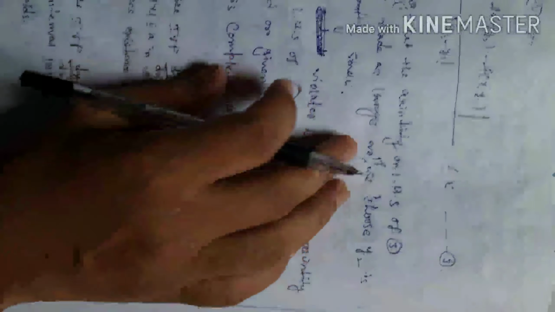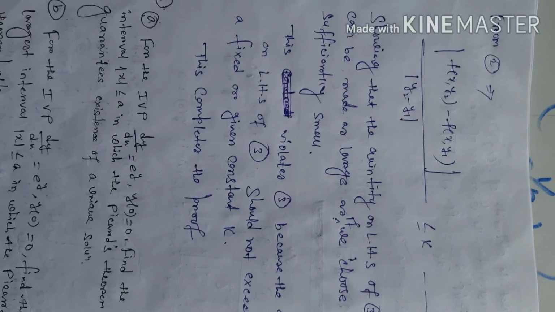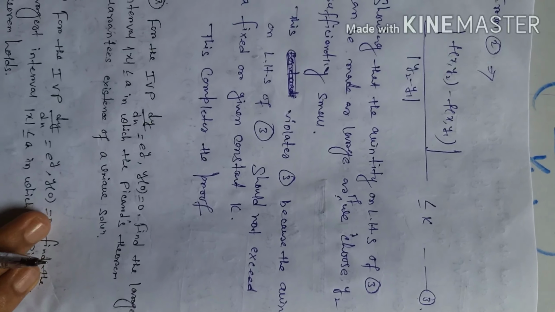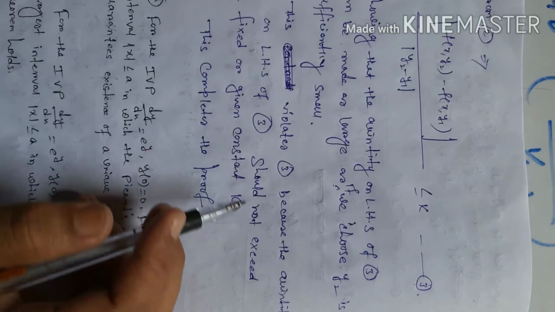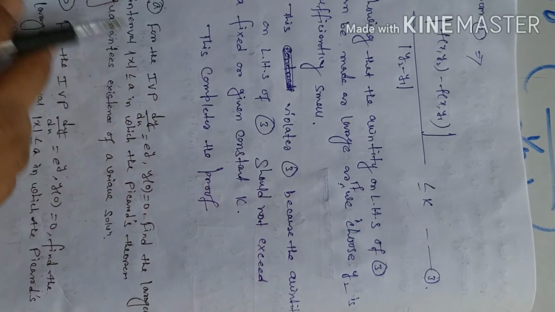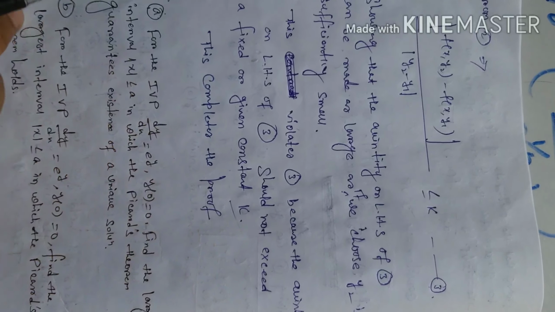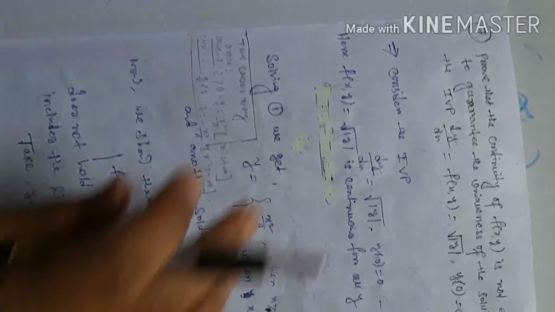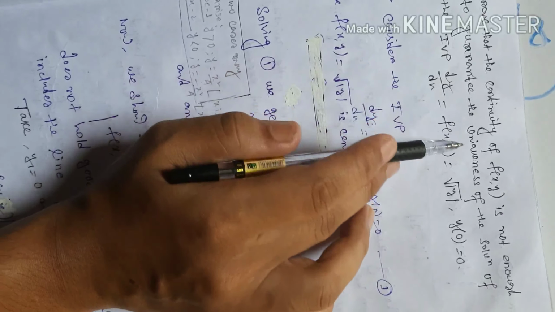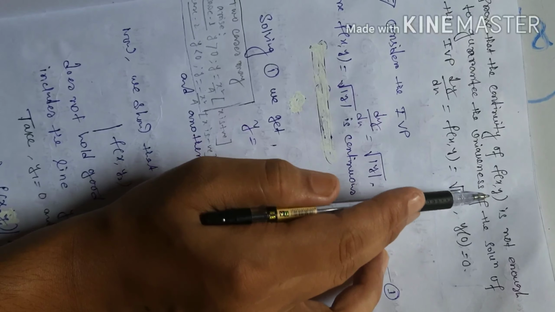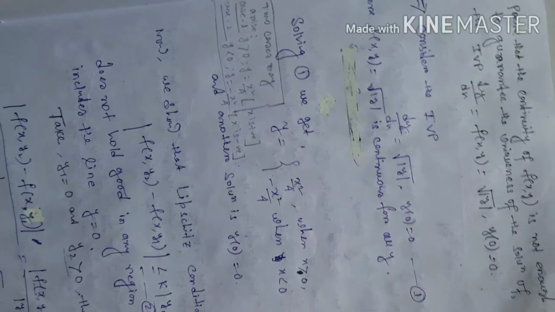Hence the Lipschitz condition does not hold, because k is a fixed number, and this violates 3 because the quantity on the LHS of 3 should not exceed a fixed or given constant k. So this completes the proof, because we have shown that the given function is not enough to guarantee the uniqueness of the solution.